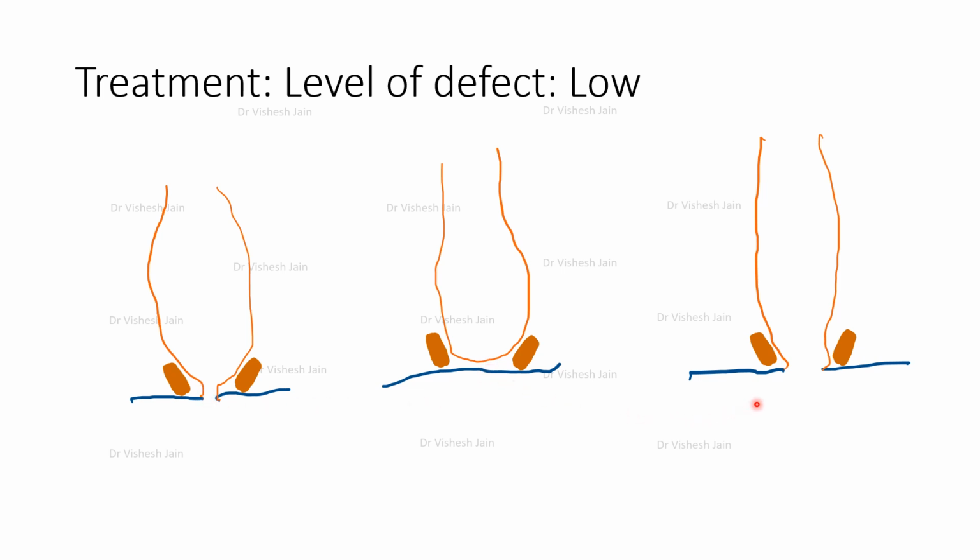So in a low malformation, if the opening is narrow or it is opening very close to the skin, then simply a single stage procedure, a surgery, can be performed in which the anus can be made of normal caliber and the opening is made at the right location.